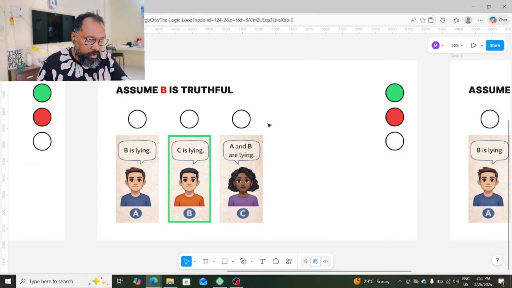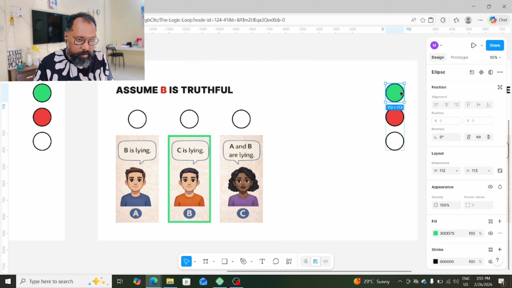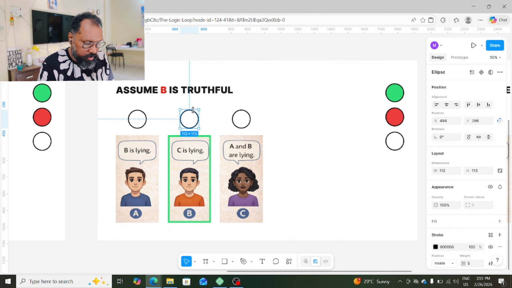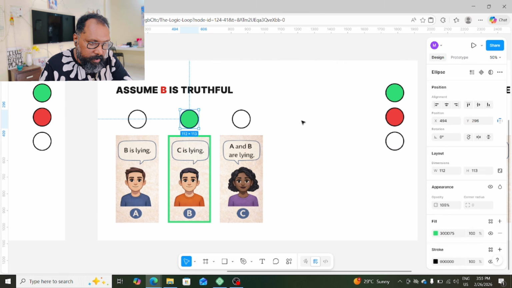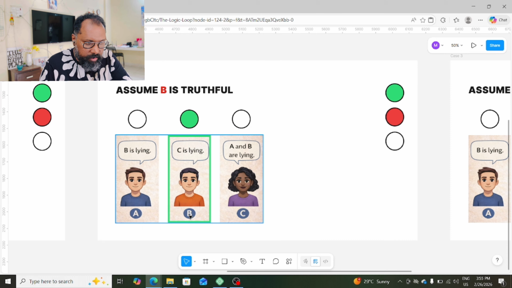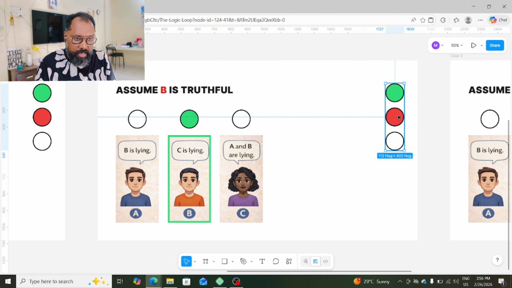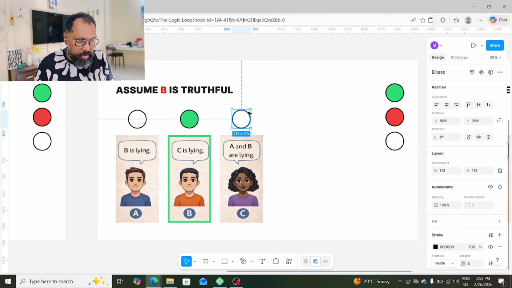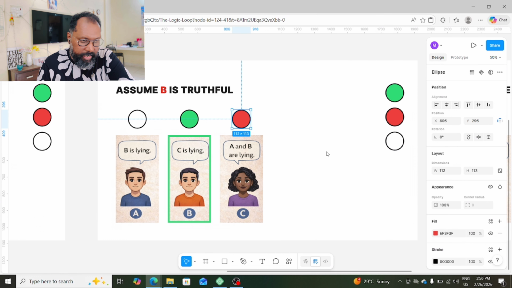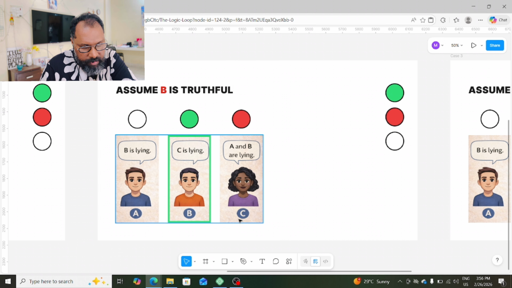Okay, now let's move on to case number two. Here we are assuming that B is truthful. So let's make B a truthful guy, let me make it green. Now, what is B's statement? B says C is lying. So when B is truthful, C must be lying. So let's make this red.